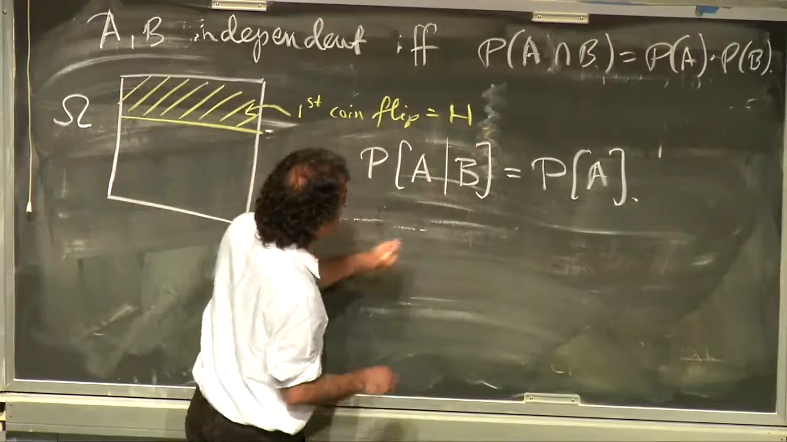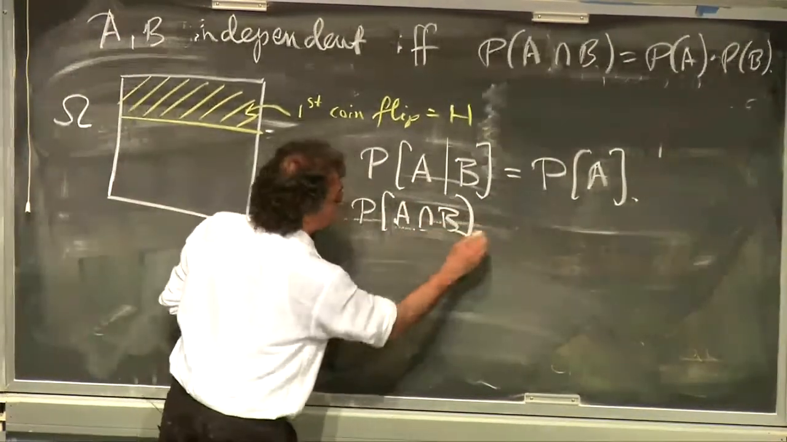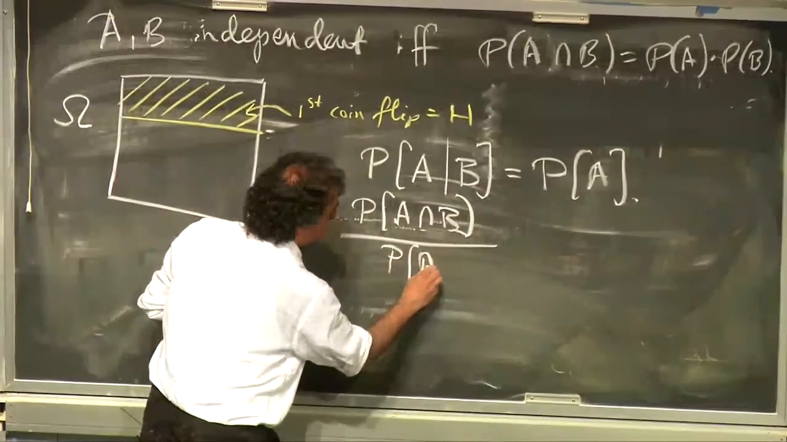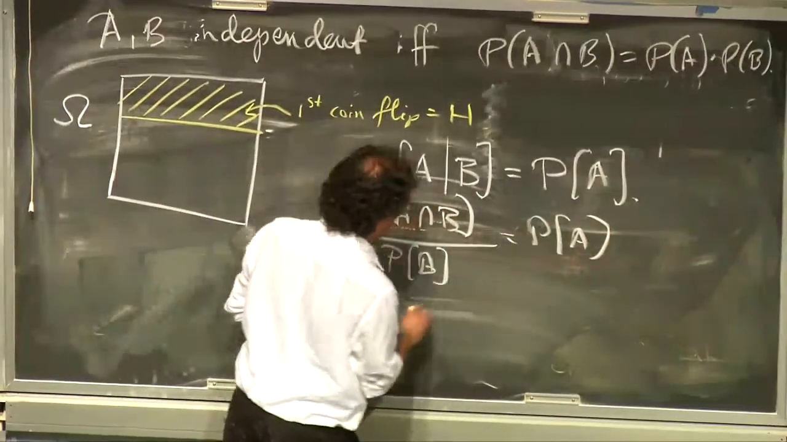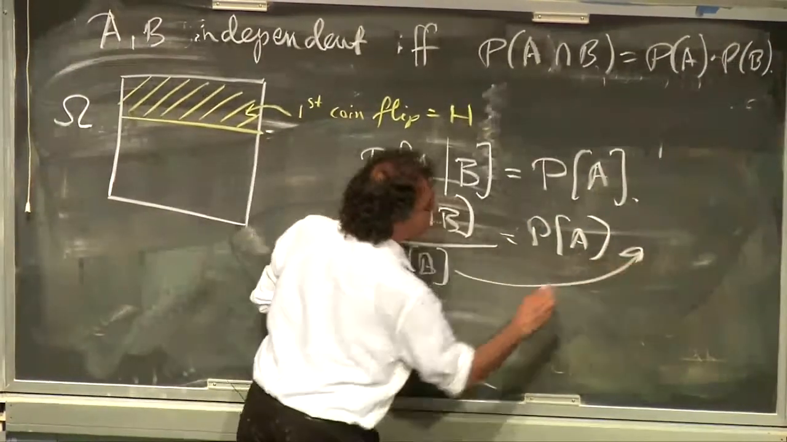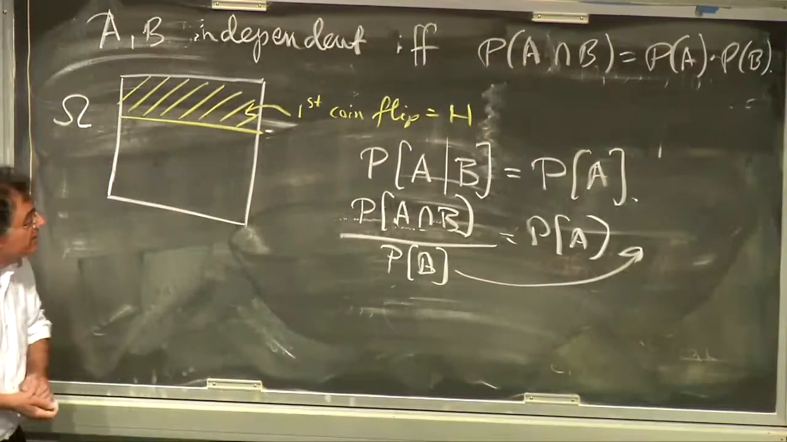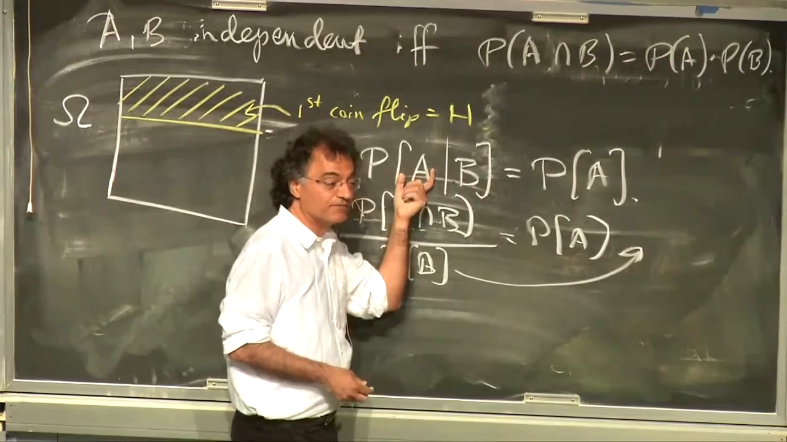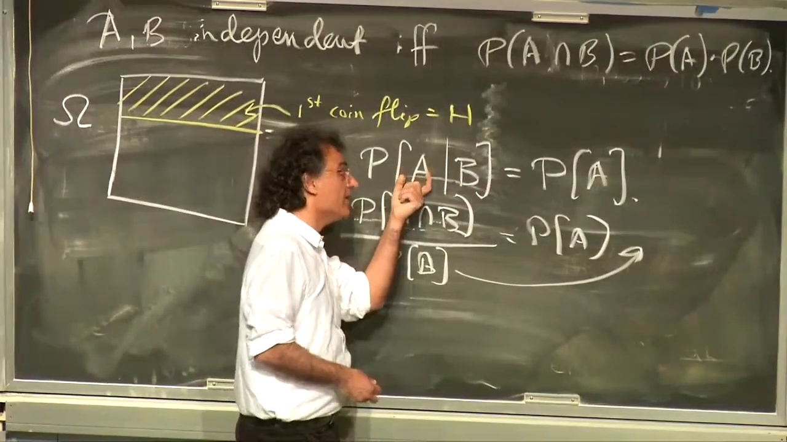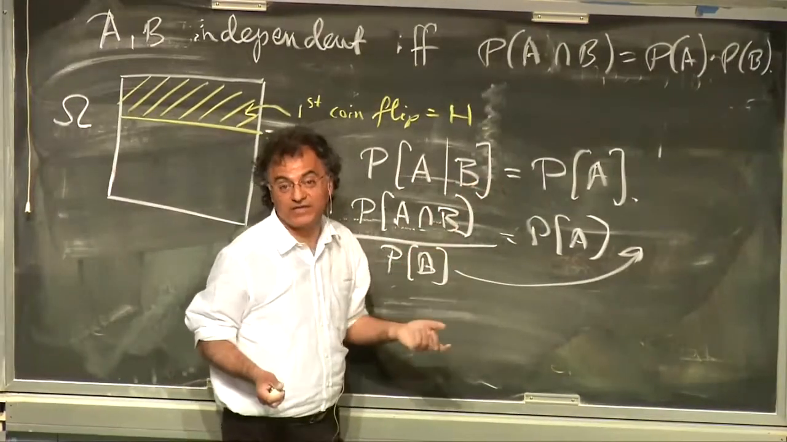Now you can see where this came from. Because probability of A given B is probability of A intersect B divided by probability of B. This is probability of A. And now you just take this to the other side and you get that rule. So that rule is saying exactly that knowing that B happened tells you nothing about A. Similarly, knowing that A happened tells you nothing about B. That's what independence means.